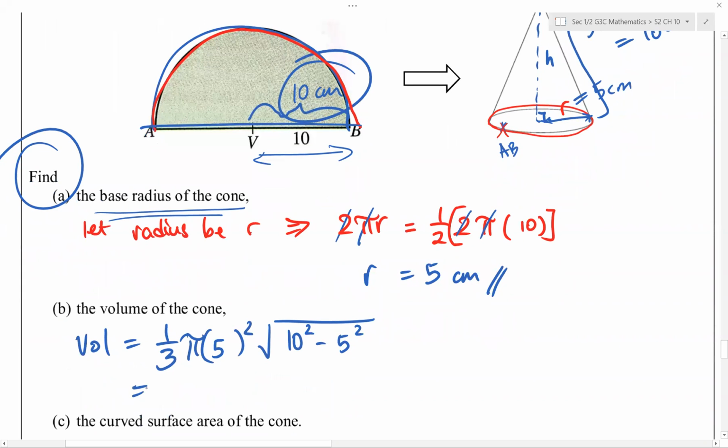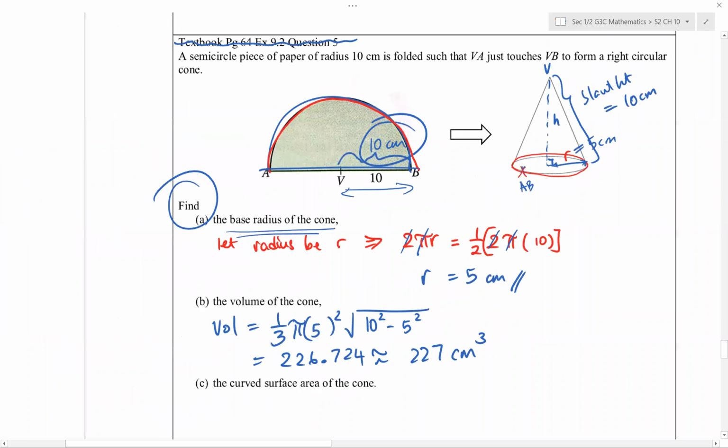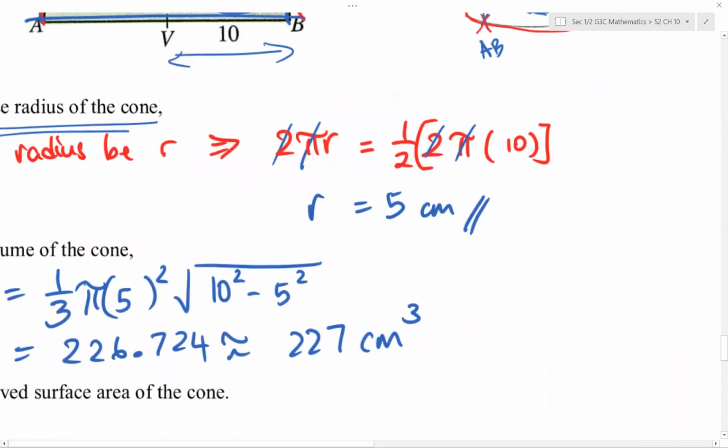So we can calculate the volume of the cone now. 100 minus 25, that's 75. Root it, times 25 times pi divided by 3. 226.724. Round it off. 227 cubic centimeters. Is it in cm cubed? Yes. Okay, so that was part A.